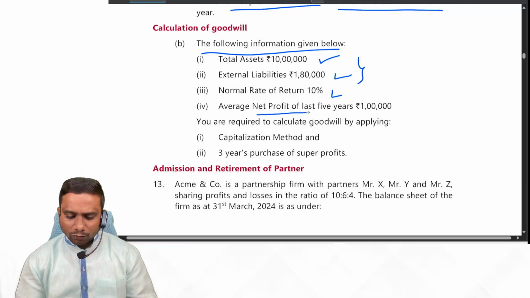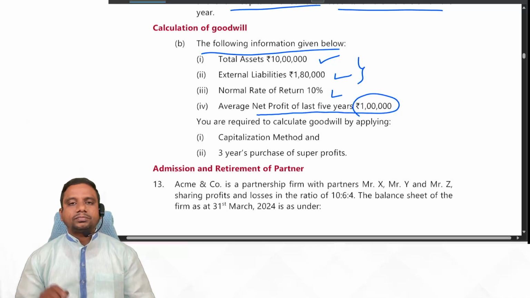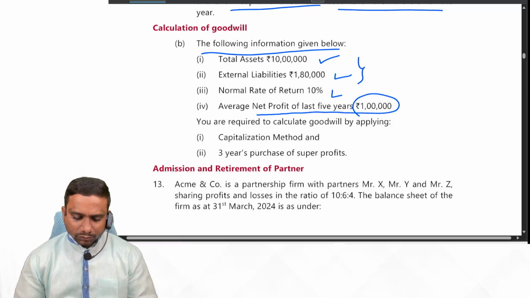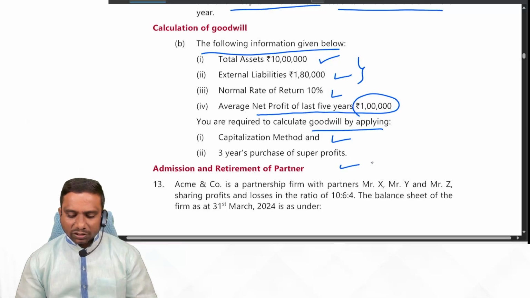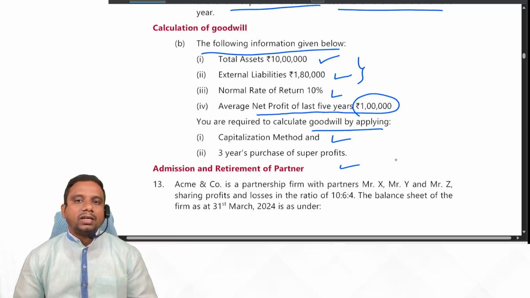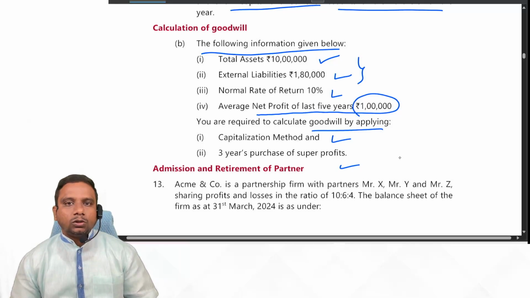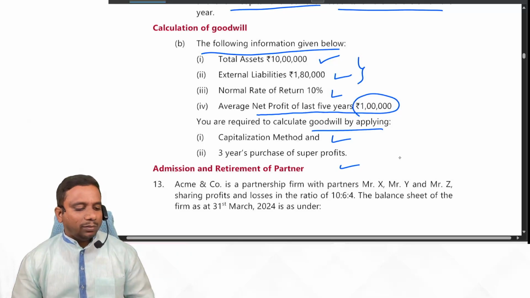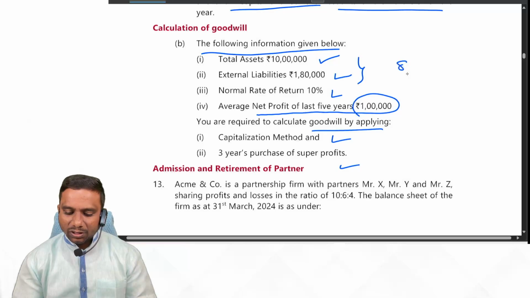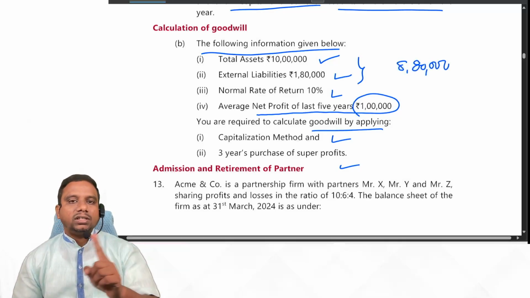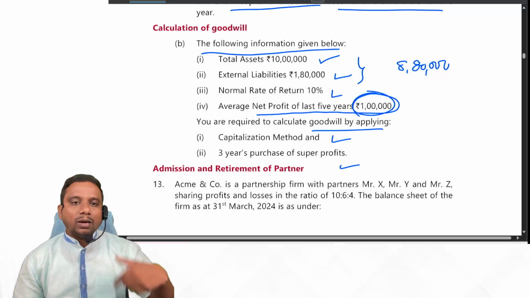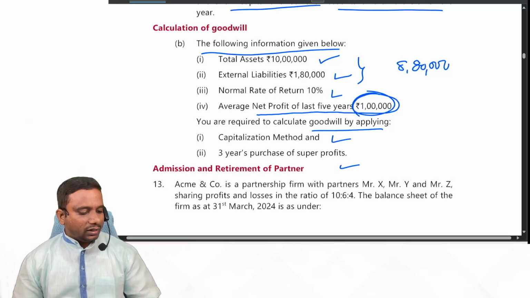Average net profit of the last 5 years is 1 lakh. You are required to calculate goodwill by the capitalization method and by 3 years purchase of super profit. So first, what is the capital employed here? 8 lakh 80,000. Normal rate of return is 10% and average net profit is 1 lakh. So capitalize this amount: 1 lakh divided by 10% comes around 10 lakhs.